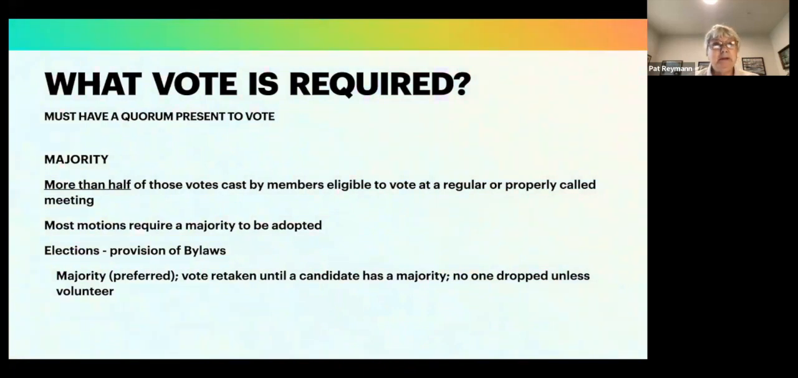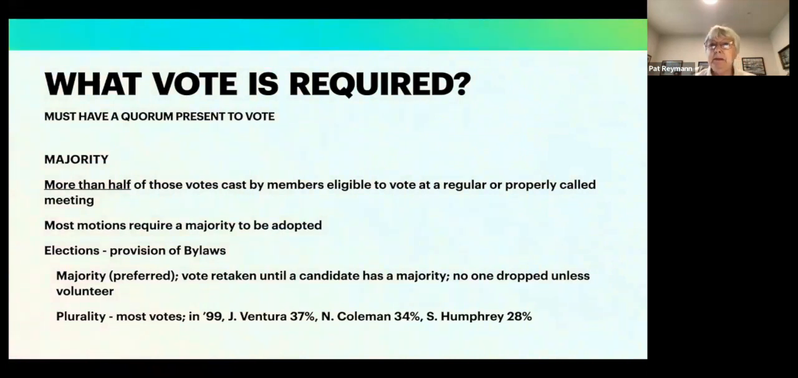And despite popular opinion, no candidate should be dropped from the ballot when you re-vote, unless of course you've got something in your bylaws that says that's the way you do it. But if you don't have anything in your bylaws and you're going by Roberts, you would leave everybody on the ballot and then reballot. Now, this is assuming more than 2 candidates, because if you have just 2 candidates, unless there's a tie, one of them will have a majority. But this is assuming more than 2.